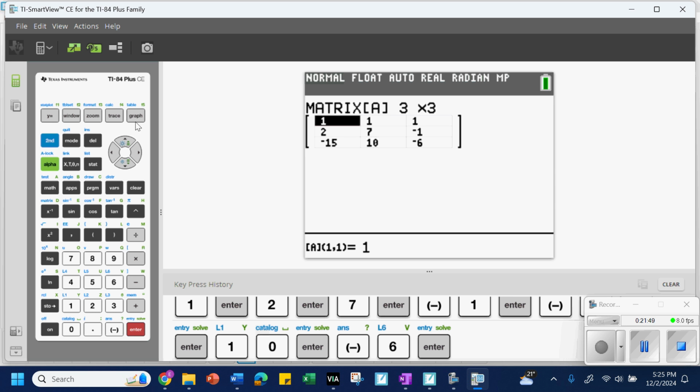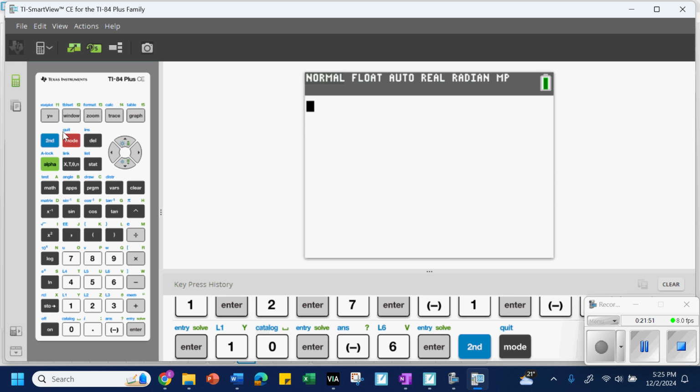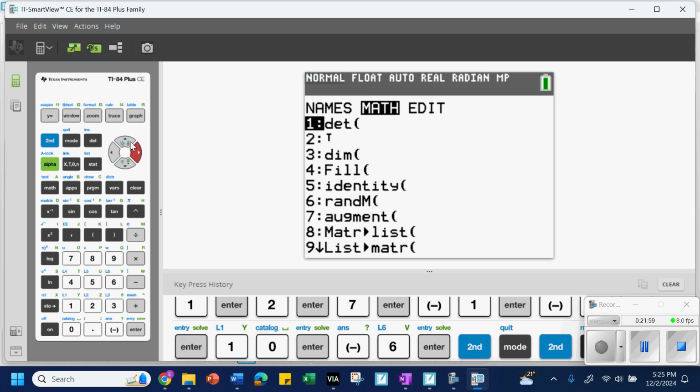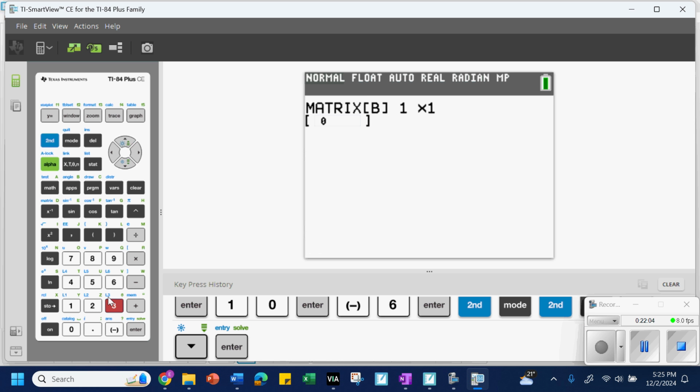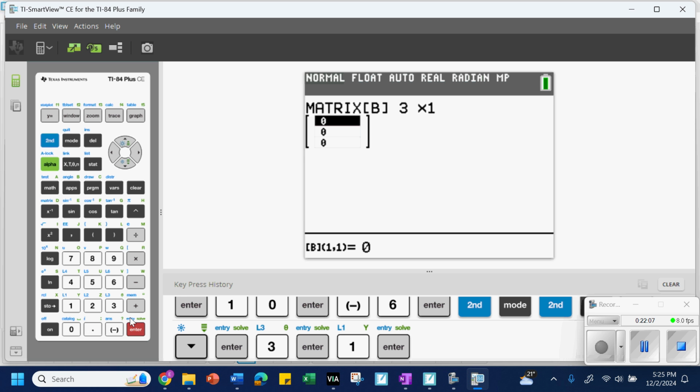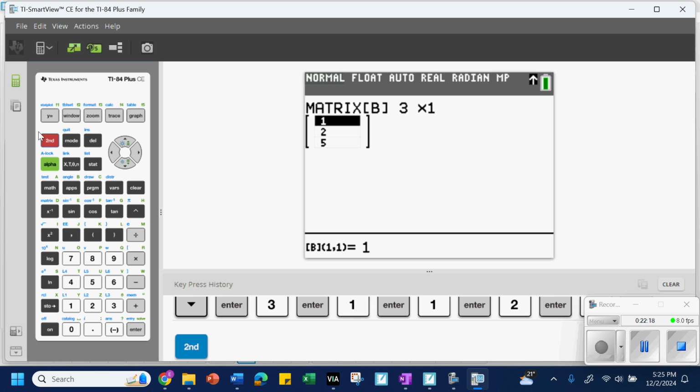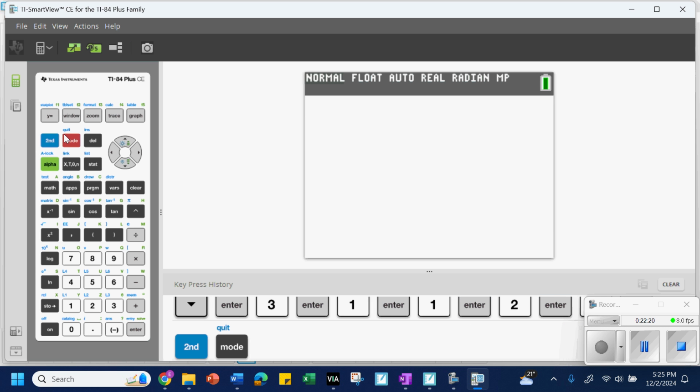Okay, we got to quit out of this. So I'm going to hit the second function key and then mode. And then we got to go back in and enter our second matrix. So I'm going to go second matrix, over to edit, down to B, hit enter. This is a 3 by 1. And we're going to enter 1, 2, 5, and hit enter after that. We're going to quit out of this, so second quit, and then we're going to do A inverse times B to get our solution.